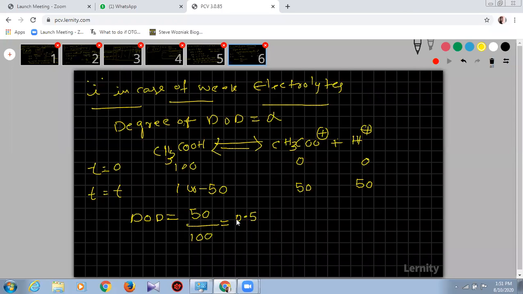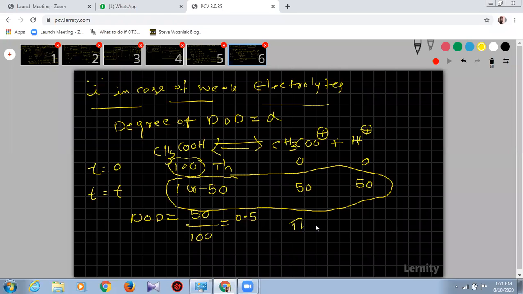Now this 100 is the theoretical value, and what about the observed value? Here the theoretical is 100, and the observed value is 100 minus 50, that is 50, plus 50 plus 50. That is 150.